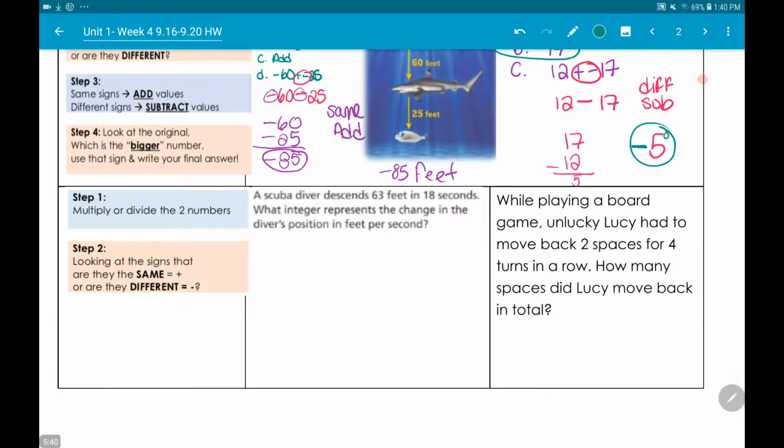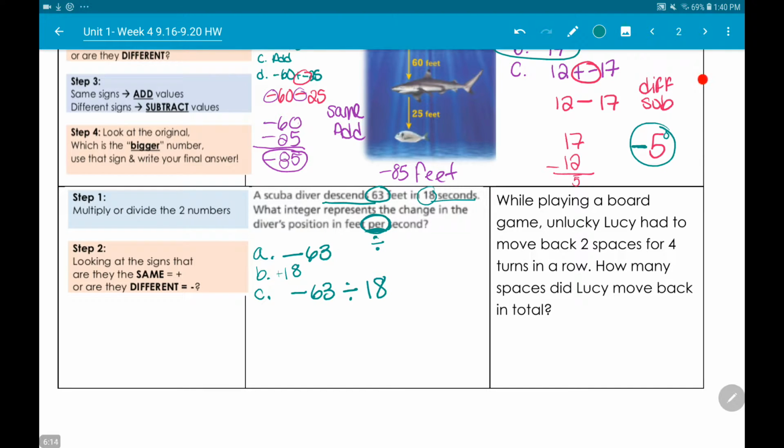All right, let's move on to multiplying and dividing. A scuba diver descends, that means goes down. So my first integer is negative 63 feet in 18 seconds. Can seconds be negative? No, they can't. So this is going to be positive 18. One integer represents the change in diver's position in feet per second. So whenever I see per or each, that tells me this is going to be a division problem. So it's going to be negative 63 divided by 18.